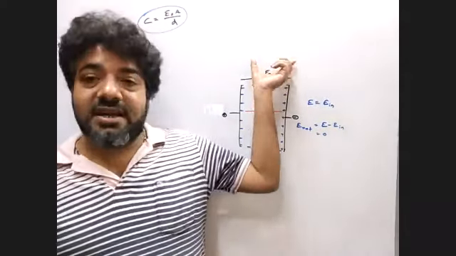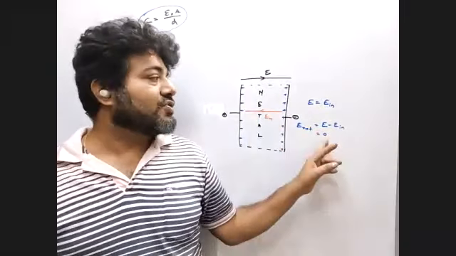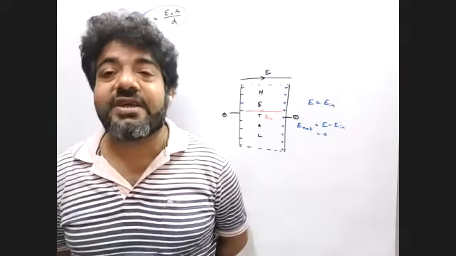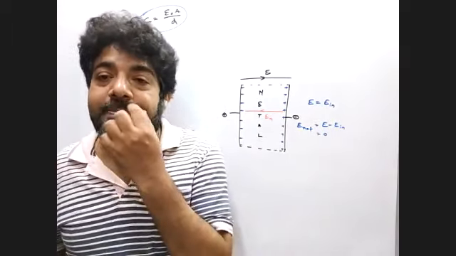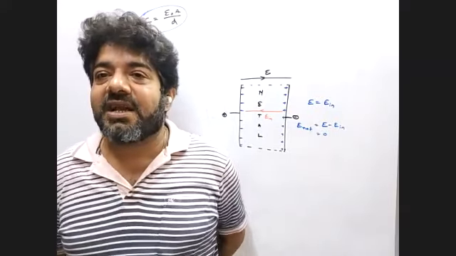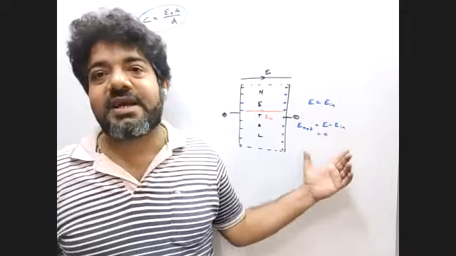Meaning the external electric field is equalized by the internal electric field. So that's why the net electric field is 0. And that's why we know from the properties of electric field that the electric field inside the metal is always 0. This is the logic, this is the mechanism behind that.